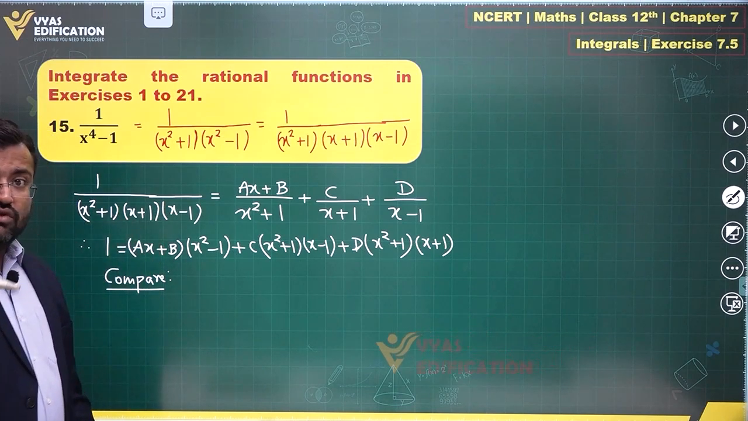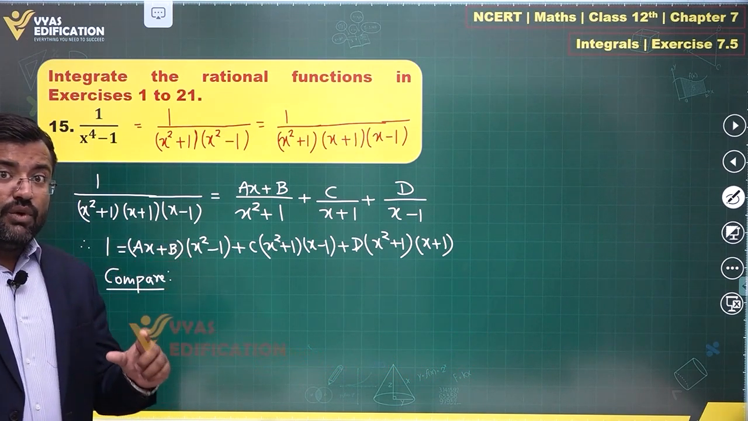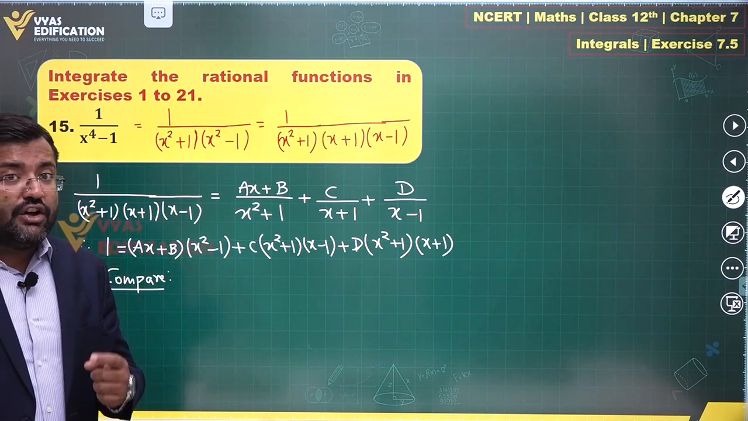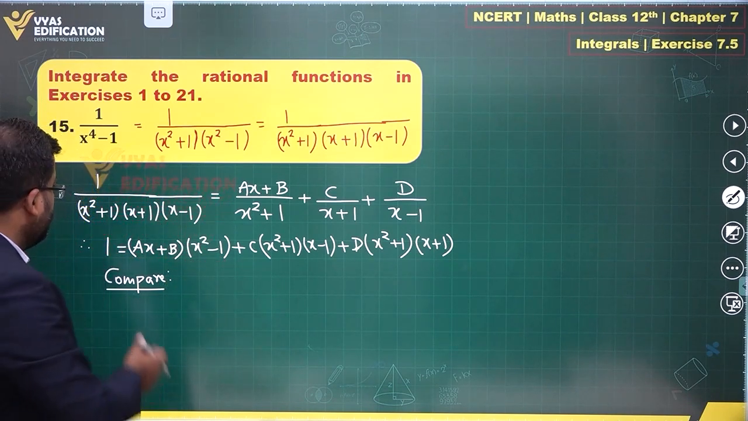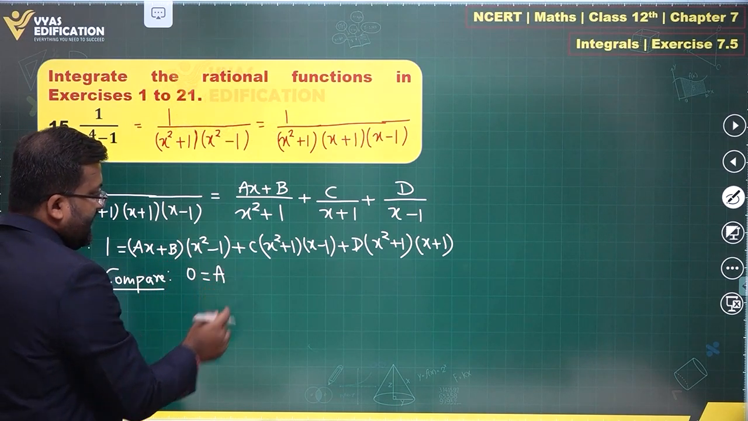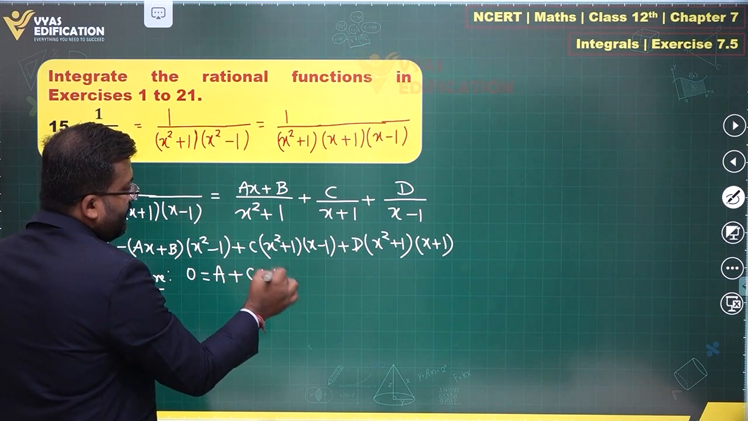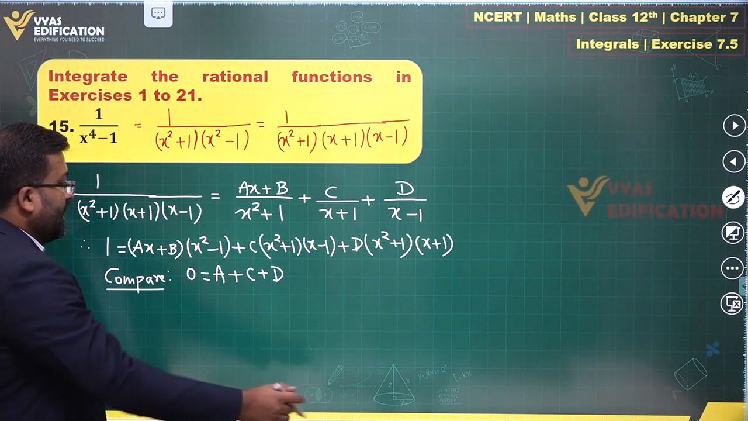There are 4 unknowns over here, yes? And do you observe ax times x square will give me ax power 3, right? So first coefficient that we'll be looking forward to is coefficient of x power 3, which is 0 over here. 0 is equal to ax cube, which is a, and we have cx cube and dx cube. So a plus c plus d is what I get over here. Is that okay? Yes. What else?